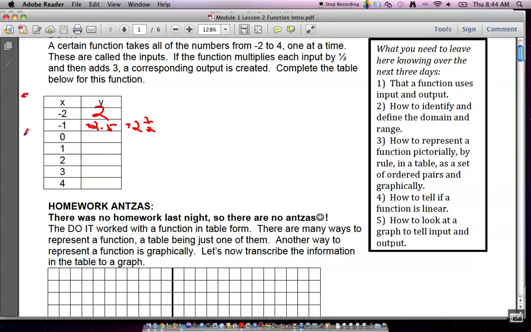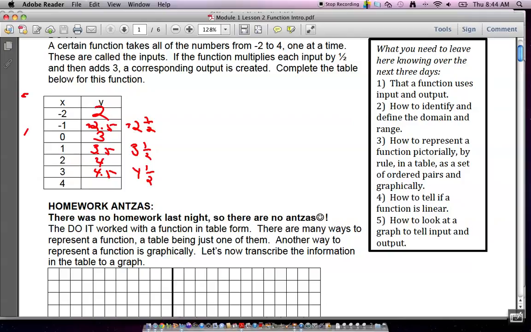My favorite: 0. What's half of 0? 0 plus 3. 3, right? Good. Okay. Excellent. Now, what's half of 1? A half. Plus 3. So that would be either 3.5 or 3 and 1/2. All right, next up, half of 2. 1. Plus 3. 4. Sweet. All right, half of 3. 1.5 plus 3. 4.5.